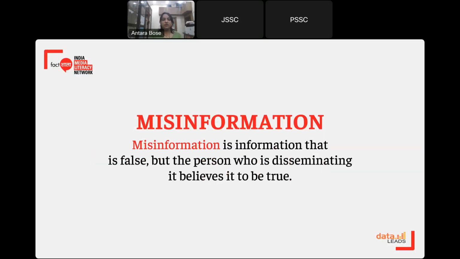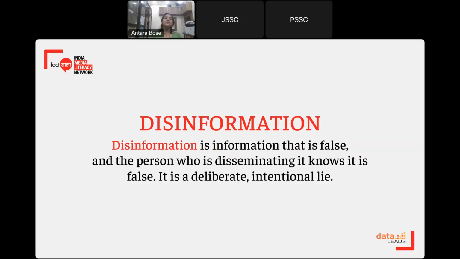What are the types of false information? First we come to misinformation, which is information that is false, but the person who is disseminating it believes it to be true. आपको लगता है कि ये सही है. You don't know the consequences. You don't know कि इसका असर क्या होगा, but you think that it is right. So that is known as misinformation.